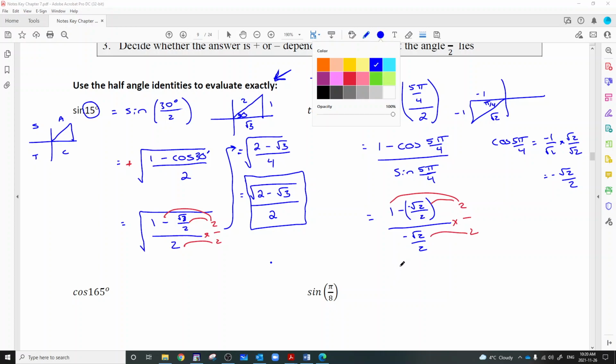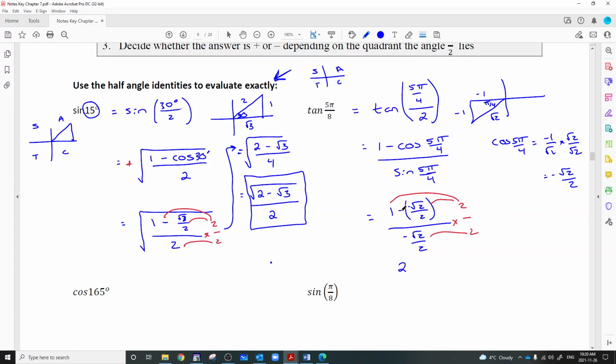And I'm going to end up with 1 times 2 is 2. Now this is take away negative, so I'm going to put plus, and then 2 divided by 2 is gone, root 2. All over 2 times 2 is gone, negative root 2. And would it be nice if we were done at this point? But we're not, because you always have to rationalize your denominator.